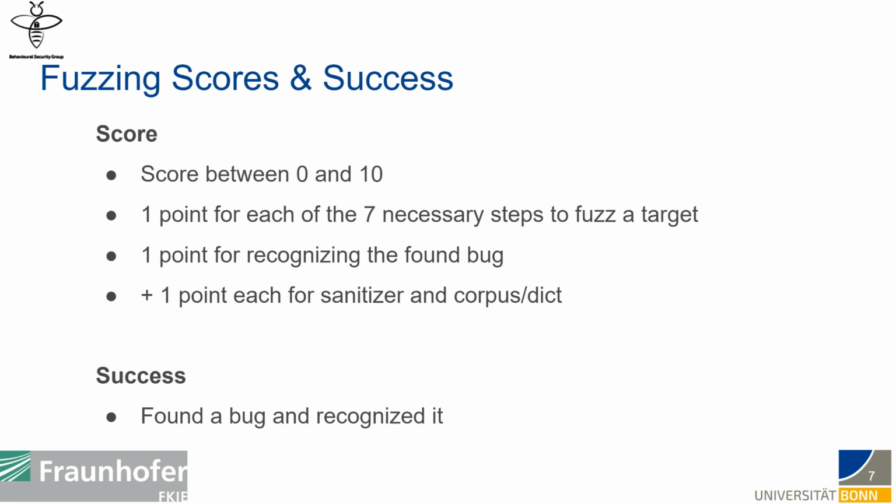It was possible to gain 2 additional points by either using a sanitizer or a dictionary or a corpus. These points were given as both technologies drastically improve the quality of a fuzzing campaign. We counted a task as successful if a bug was found and recognized as such. However, this is possible without reaching 10 points.